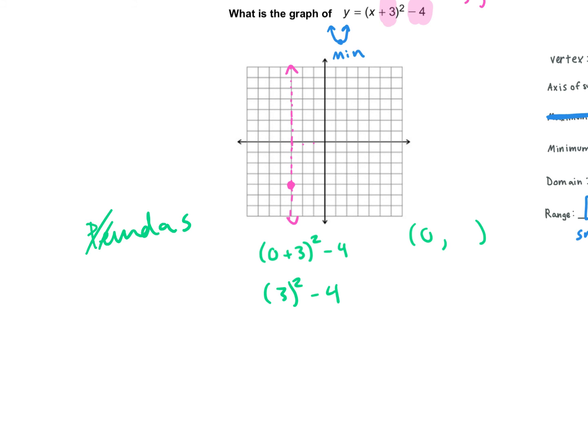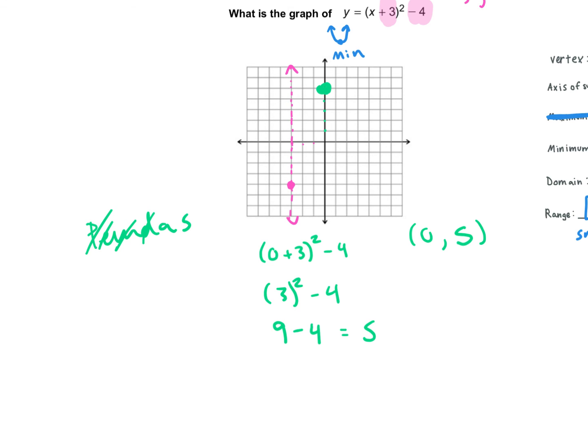Exponents. What's 3 squared? 9. So 3 times 3 is 9. And then what should I do last? 9 minus 4, which is 5. So I plugged in 0 and got 5. So I'm going to stay on 0 and go up to 5.